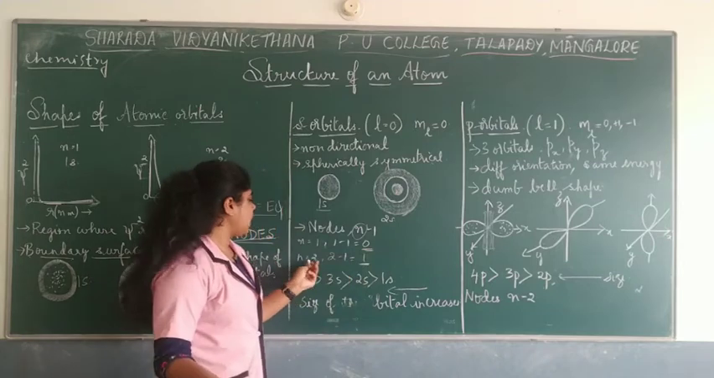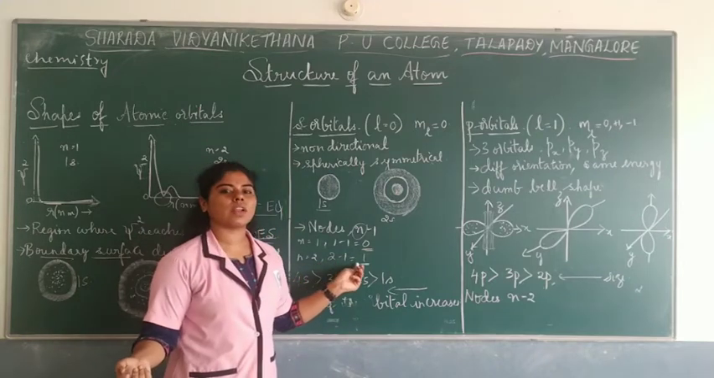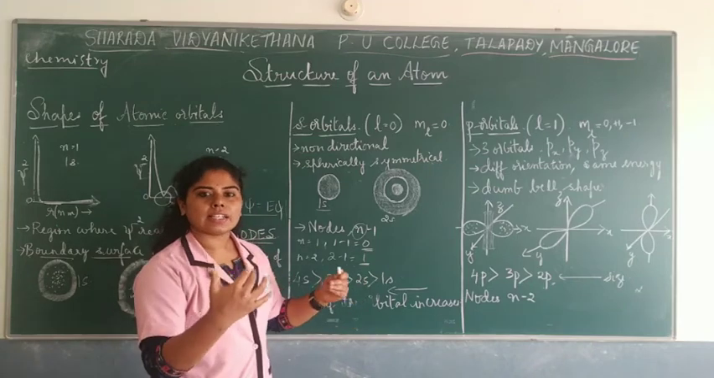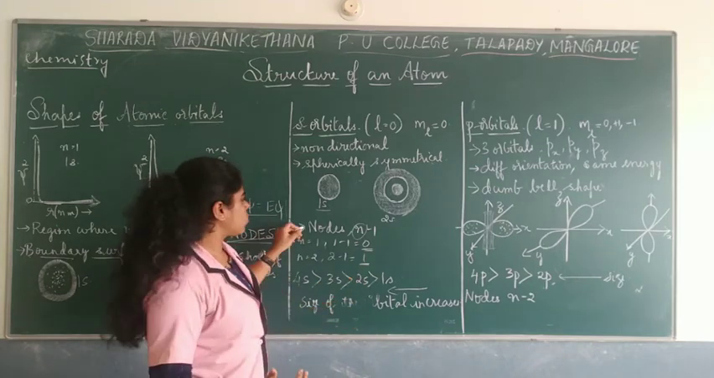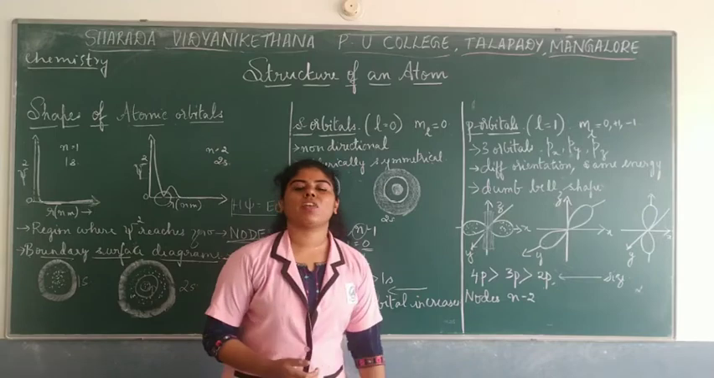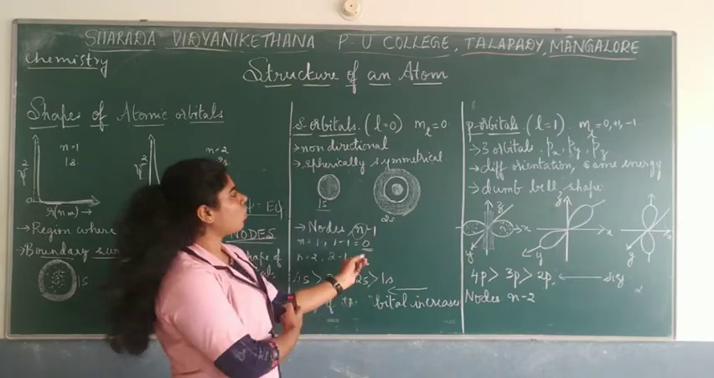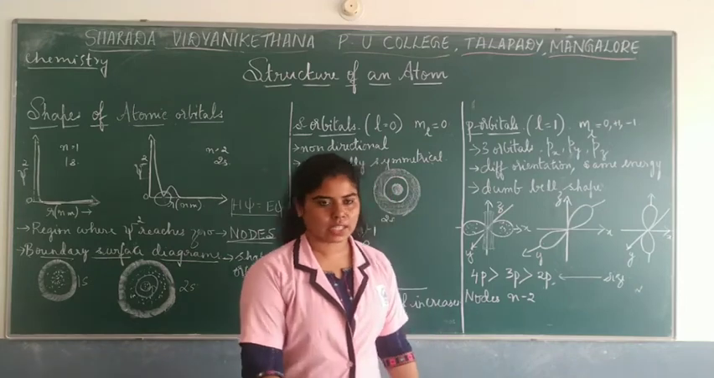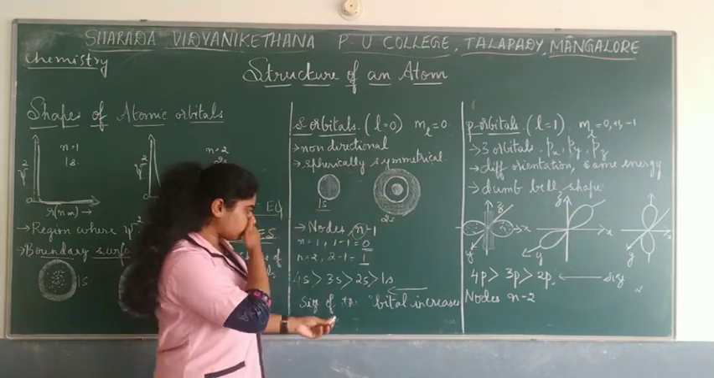Got it? Then n is equal to 2, 2 minus 1 will be 1. For 3 it will be 2. For 4 it will be 3. In the same way it goes on. So nodes can be calculated by the formula n minus 1. So this is how you find out the number of nodes, which can be asked in the exams for 1 or 2 marks. Okay, so this is to remember.